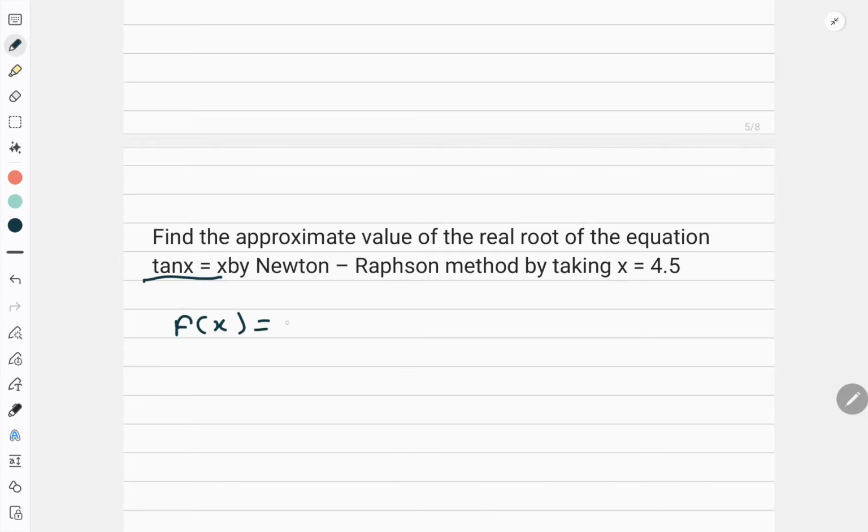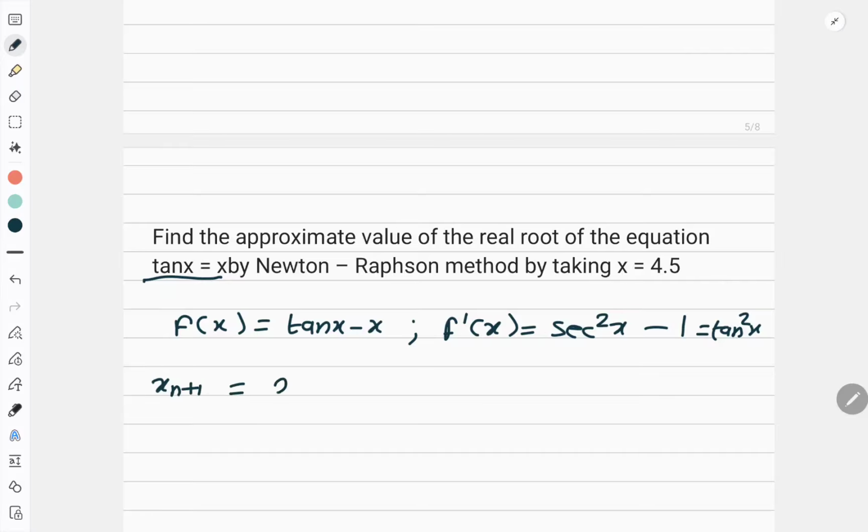Your f of x is equal to tan x minus x, right? So what is f dash x? What is differentiation of tan x? Secant square x minus 1. And secant square x minus 1 is what? Tan square x. Correct? Because 1 plus tan square is secant square, right? So now let me make the iterative formula.